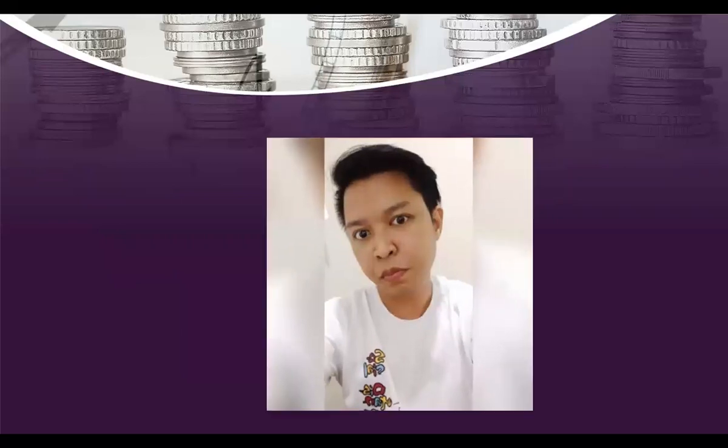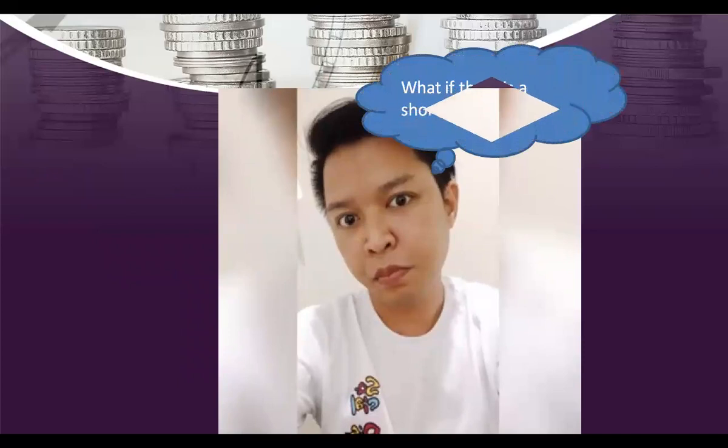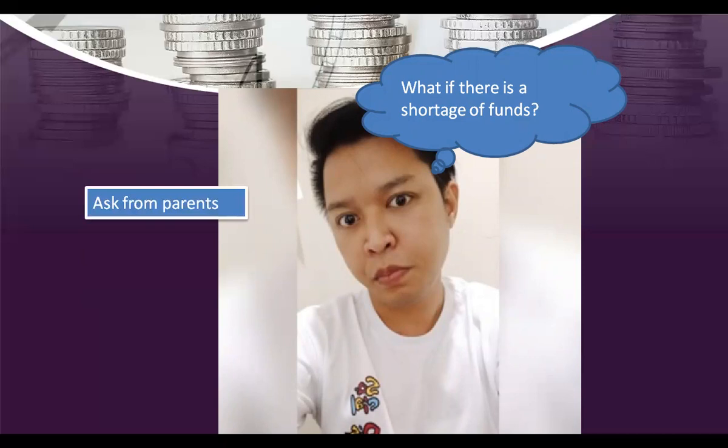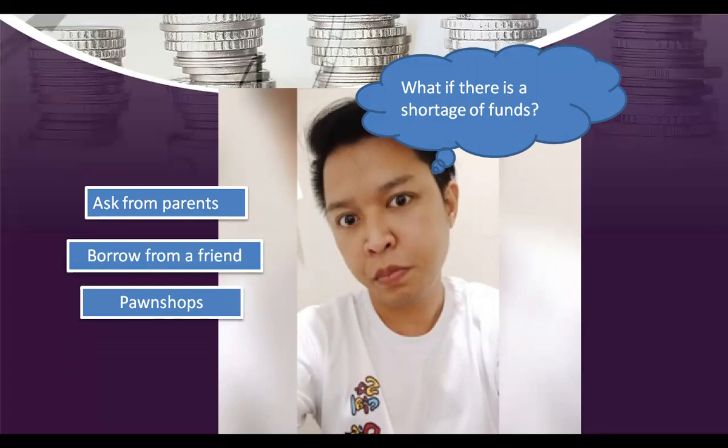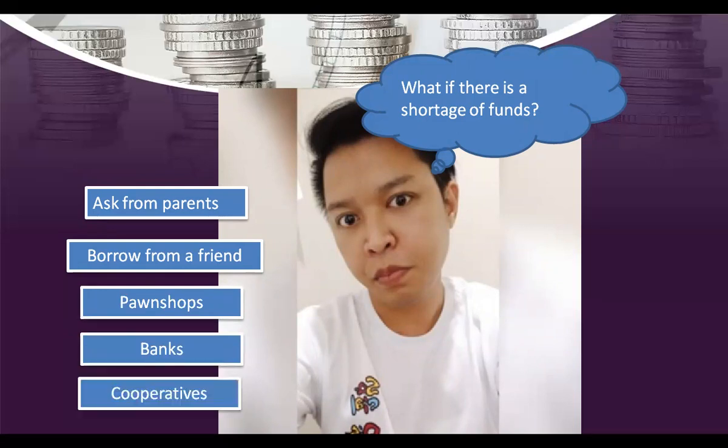Another question that might come up in his mind: what if there is a shortage of funds? What if there would be unexpected expenses along the way? What am I going to do? He can ask from his parents. He can borrow from a friend. Or if he has jewelry, he can go to the pawn shop or loan from the banks or cooperatives.